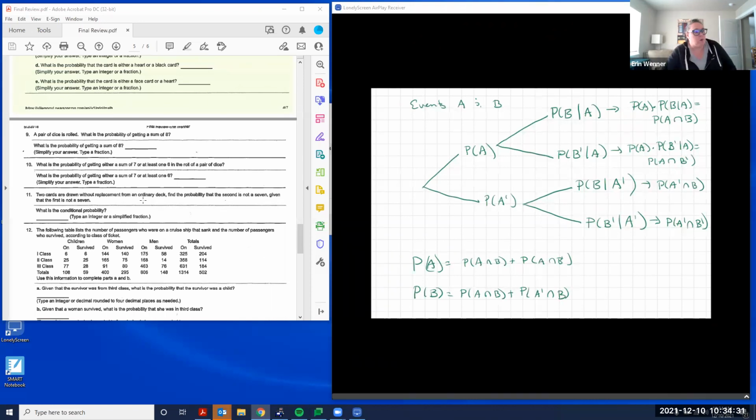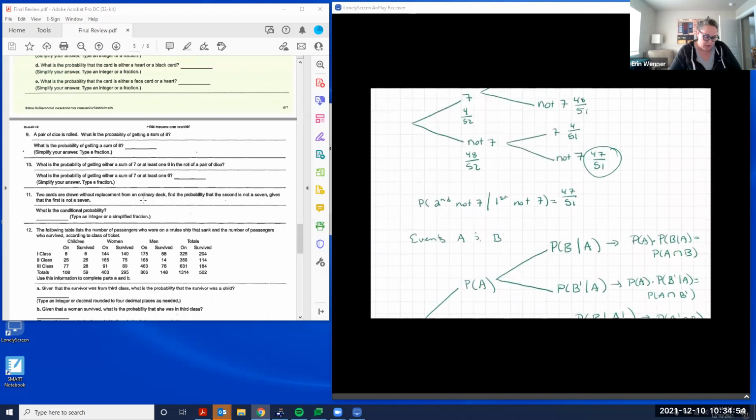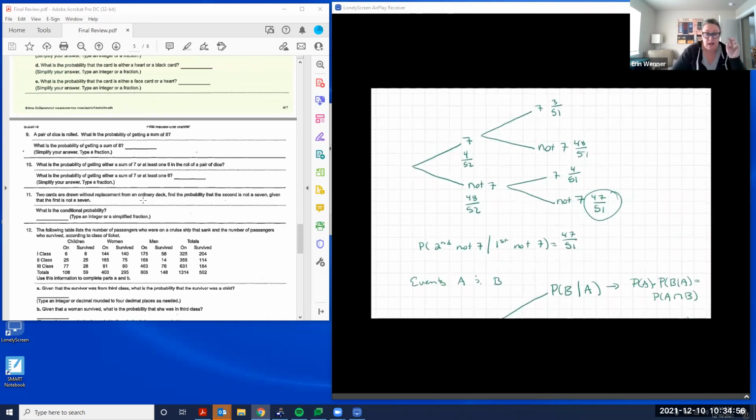Okay, so what we want to think about is how do these things come out? Like, what do they mean? So we're doing our first branch, and then off of that we'll do our next branch. So again, in this situation, if we go back to what is the probability that we get not a 7 second, given that we didn't get a 7 first, that's referring to just this location.